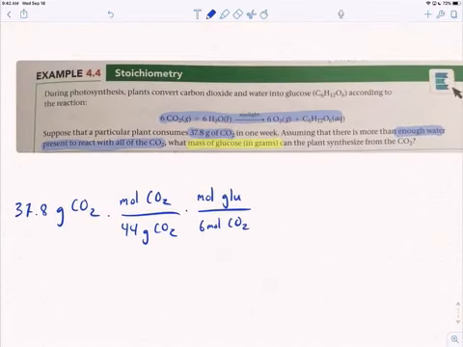And then the next part is we need to go back to grams glucose. It's 180 grams glucose per 1 mole glucose. So now notice we have exactly what we need, so the units cancel. Grams CO2 cancel, moles CO2 cancel, moles glucose cancel, and then we're left with grams glucose.